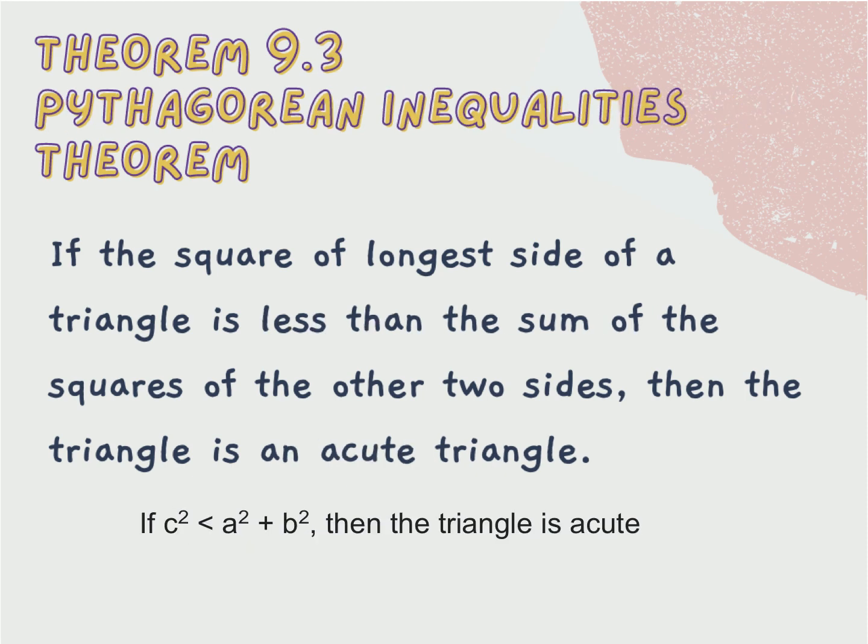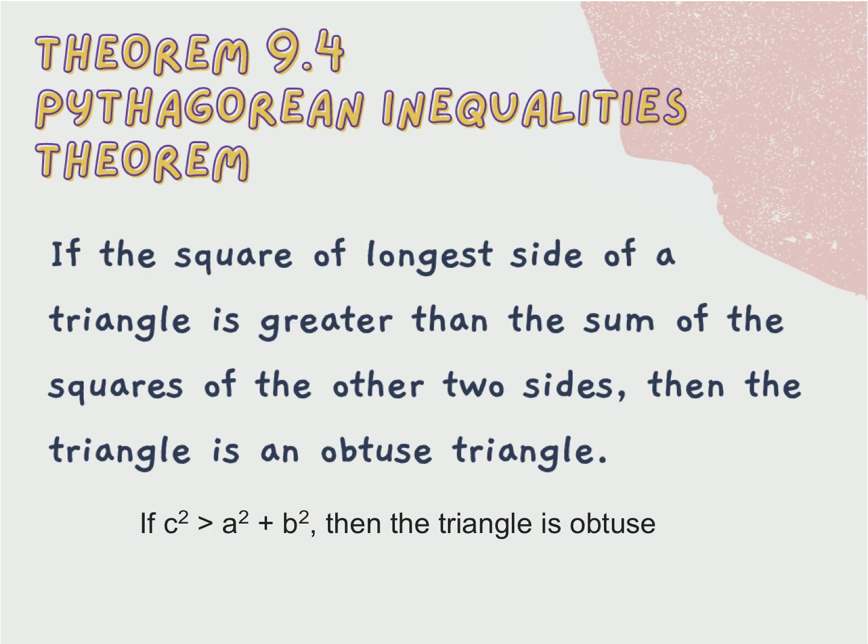Now, theorem 9.3, the Pythagorean inequalities theorem. This states if the square of the longest side of the triangle is less than the sum of the squares of the other two sides, then the triangle is an acute triangle. What does this mean? If you plug in numbers and your C, the hypotenuse, squared is smaller than a squared plus b squared, then it's going to be acute.